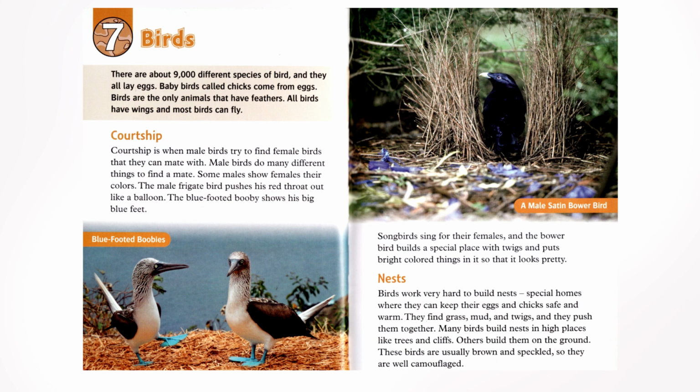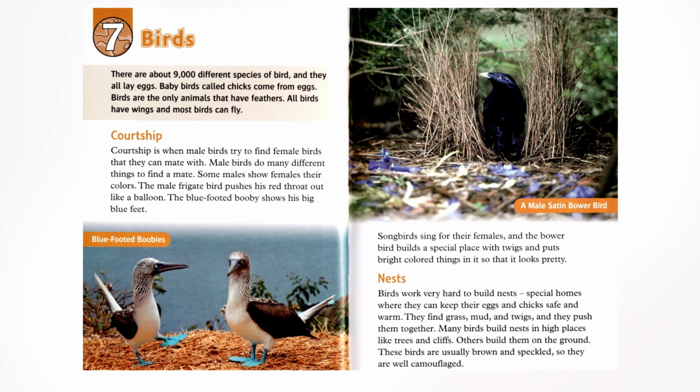Chapter 7. Birds. There are about 9,000 different species of bird, and they all lay eggs. Baby birds, called chicks, come from eggs. Birds are the only animals that have feathers. All birds have wings, and most birds can fly.